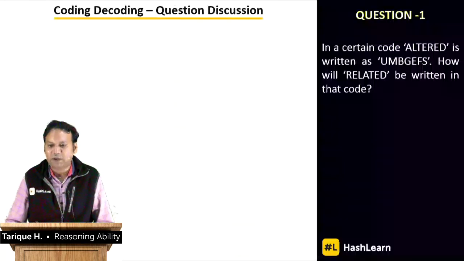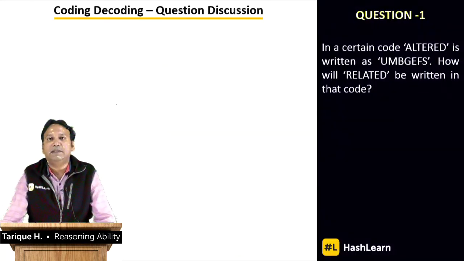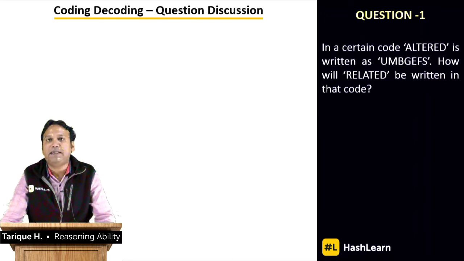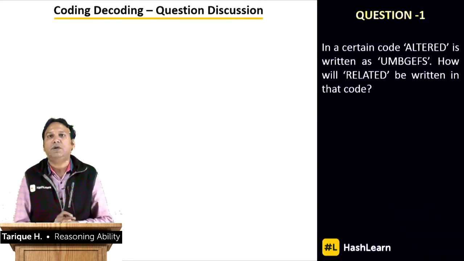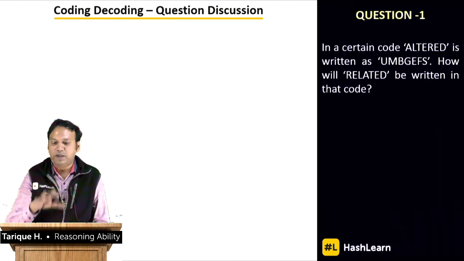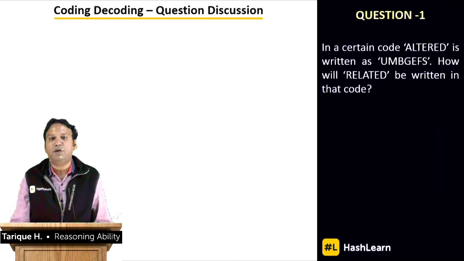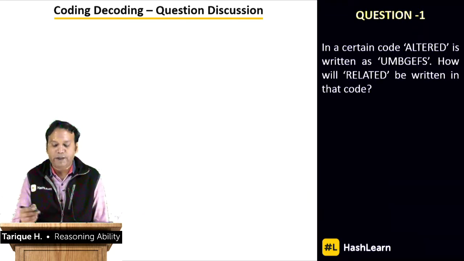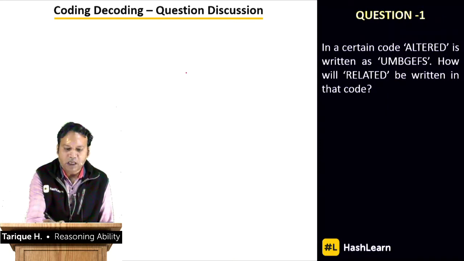Alright, so here comes the first question on the screen. And this is a basic question on coding and decoding where a word is given to you. In a certain code, altered is written as UMBGEFS. How will the word related be written in that code? So you can look at the question here, that one word given to you along with its code, and then using that we have to find out what will be the code for the other word. Okay, so let's see, how do we start here?